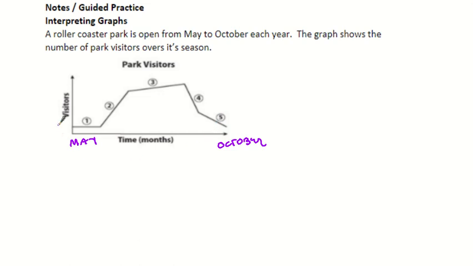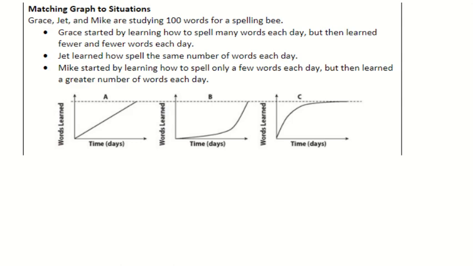So it's just recognizing when it's staying the same, when we're increasing, when we're decreasing, and maybe why that is happening. So here, Grace, Jet, and Mike are studying 100 words for a spelling bee. We're going to figure out which graph represents Grace, which represents Jet, and which represents Mike. What I want you to do is pause it and see if you can match the graph to the person based on these three descriptions. Pause it and see how you do.